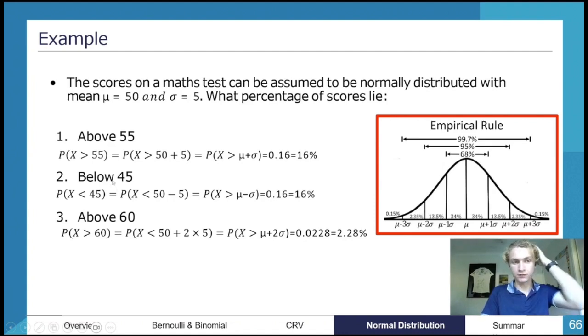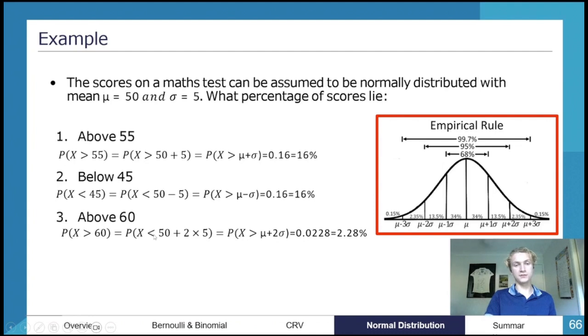Alternatively, we find the probability that x is less than 45. 45 is equal to the mean minus 5. So it's below here, and we're looking at this 13.5 plus 2.35 plus 0.15, which also equals 16%, or 0.16. Then we're looking for the probability that x is above 60.